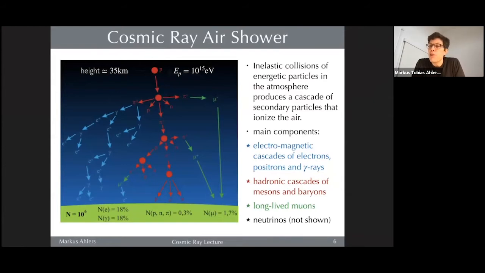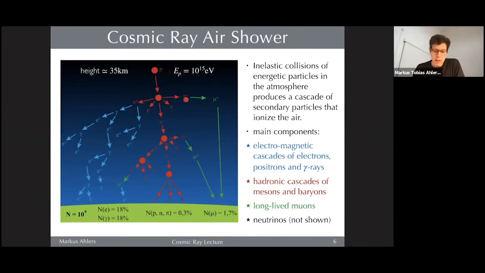Cosmic rays are very energetic particles which are bombarding our atmosphere. And depending on the charge, the cascade that is developed by the cosmic ray can be very extended. So here you see a sketch where you have an initial cosmic ray proton hitting the upper atmosphere, producing a hadronic and mesonic cascade, which is indicated here by the red arrows and particles.